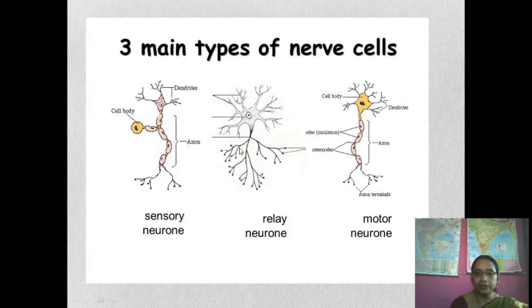And the third type is called the relay neuron. It is also called the mixed neuron. The speciality is that at the same time it carries messages towards the brain and also brings orders towards the body parts. That is why they are called relay neuron, association neuron or mixed neuron. So they do both the functions of the sensory neuron and the motor neuron.